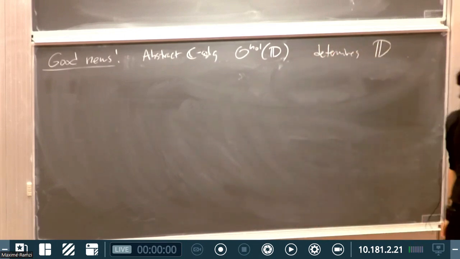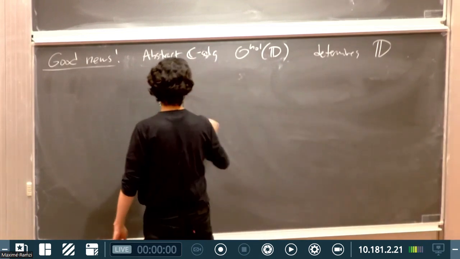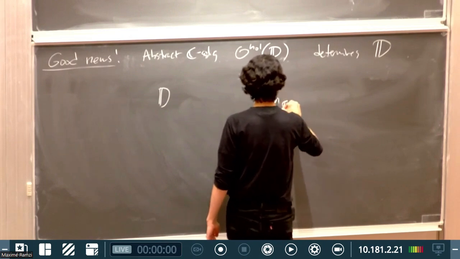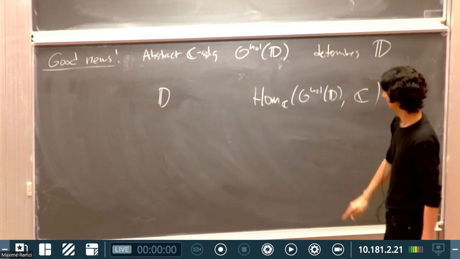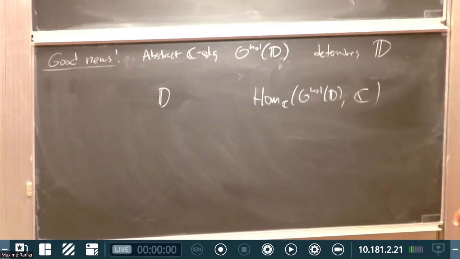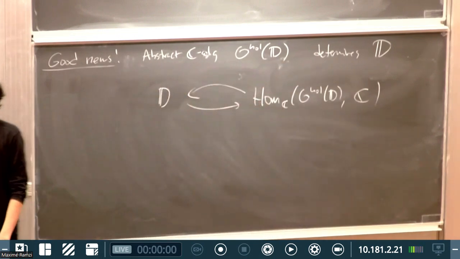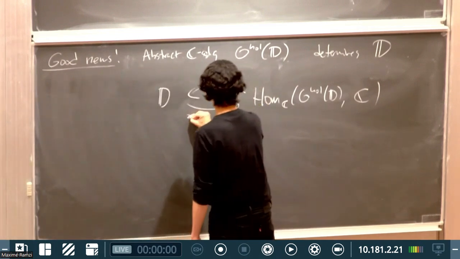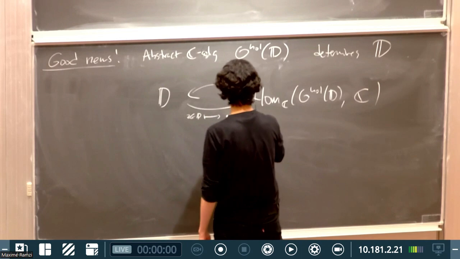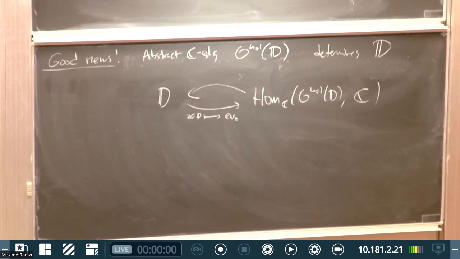And just that structure, the abstract algebra over the complex numbers, determines D. More precisely, we have D, and we can look at algebra homomorphisms from this to the complex numbers, just in the sense of abstract homomorphisms, and I claim that you can write down mutual inverse bijections. This map is not so difficult to understand. If you have a z in D, then you can send it to the homomorphism which evaluates your holomorphic function at the point z.